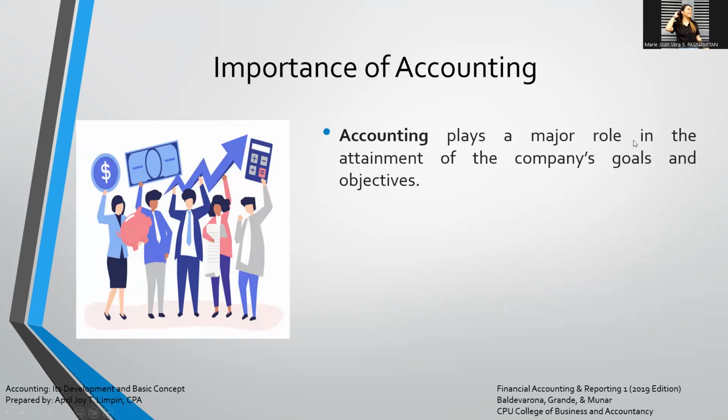Sir, how come accounting plays a major role in the attainment of the company's goals and objectives? Because accounting can help in planning, choosing the course of action that a company could make that will lead them to their goals and objectives, if the said course of action will provide them the needs, the funds or resources for the company, sir.